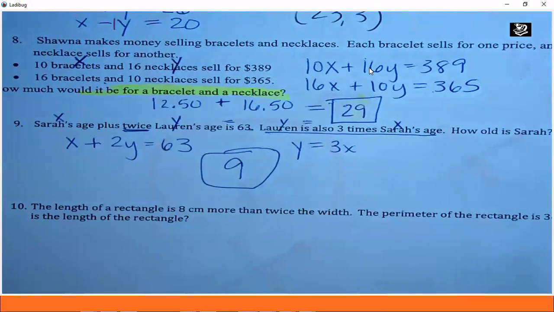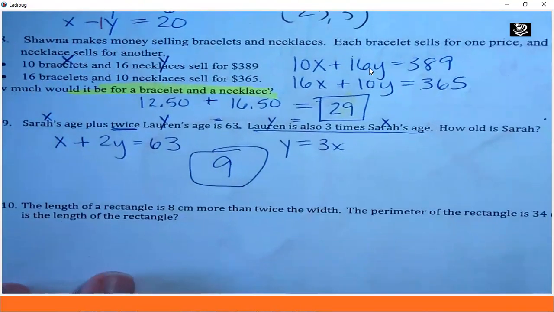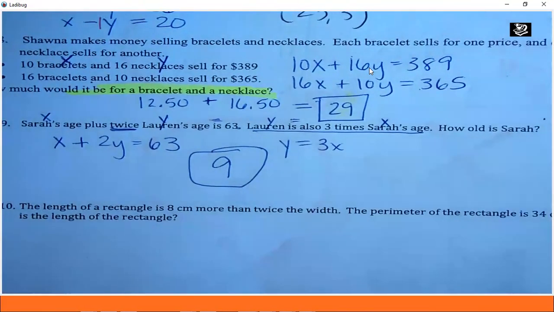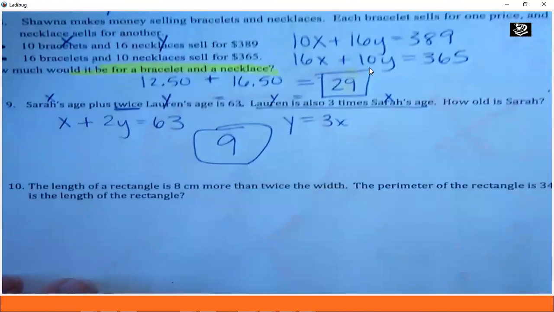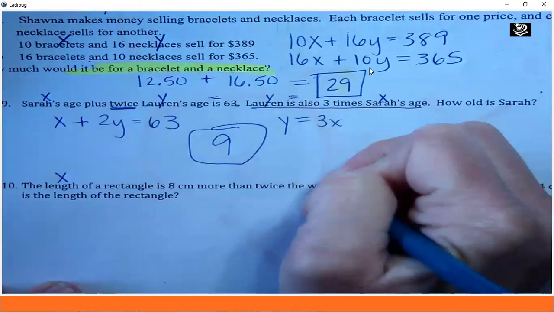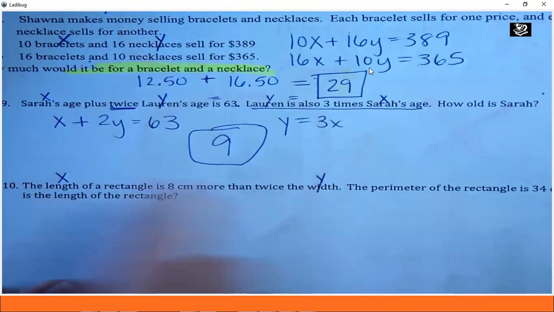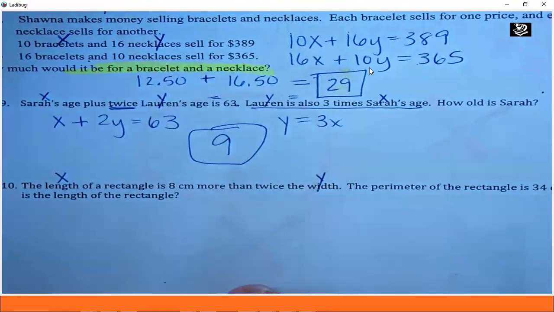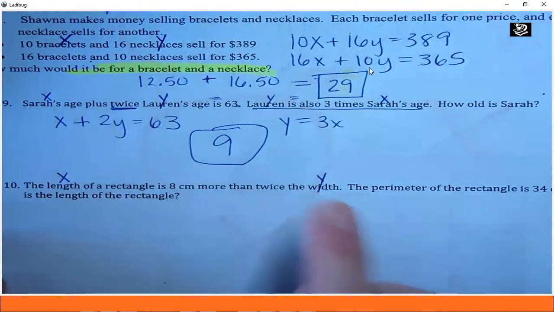Number 10. The length of a rectangle is 8 centimeters more than twice the width. The perimeter is 34. What is the length of the rectangle? Chase, help me with number 10. What should we let X and Y be? Sure. And it doesn't matter if you switch them, as long as you are consistent. So Will, what would my first equation be?